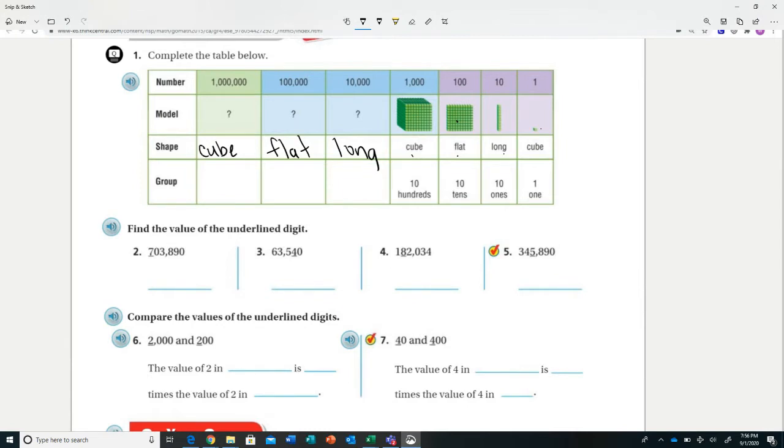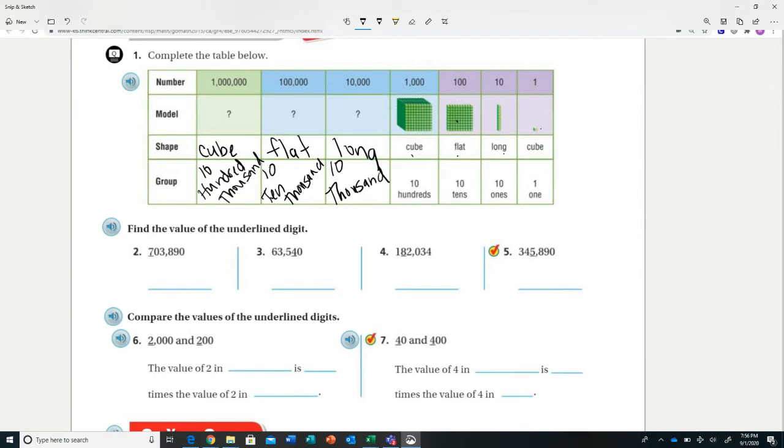So now that we have the number of groups, in the ones place, it's just a single unit of 1. In a group of 10, this is 10 groups of 1. In the group of 100, it's 10 groups of 10. In the 1,000, it's 10 groups of 100. In the 10,000, it's 10 groups of 1,000. In 100,000, it would be 10 groups of 10,000. And finally, in a million, it would be 10 groups of 100,000.